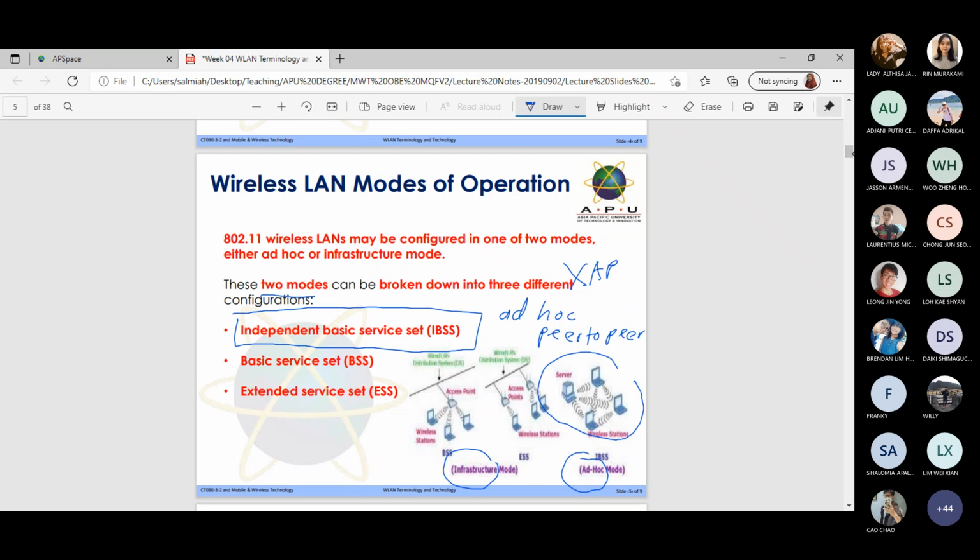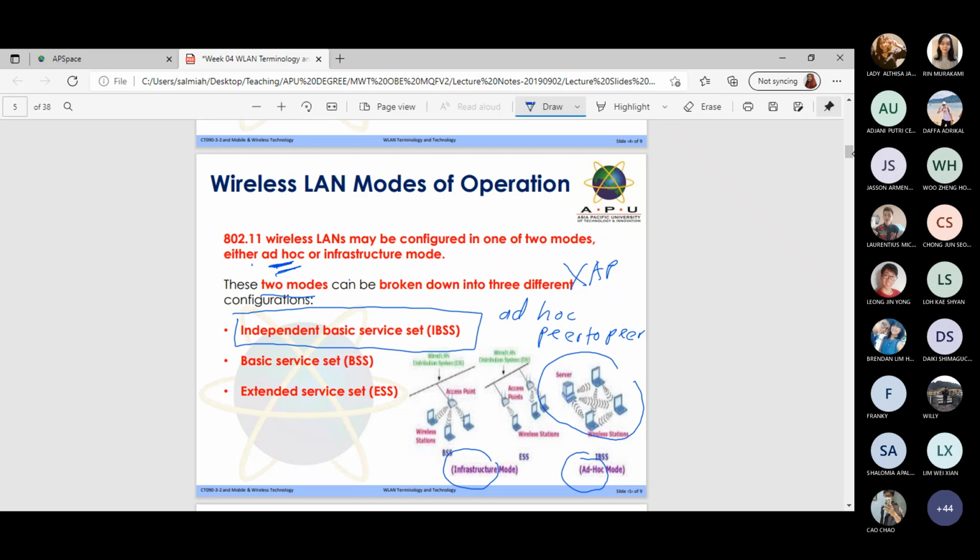So we can say that this laptop has its own hotspot, this wireless station has its own hotspot, and they are actually connecting to each other. Or you can say it is like sharing files through Bluetooth, sharing files through WLAN. No issue. That is the independent basic service set for the ad hoc mode, right?